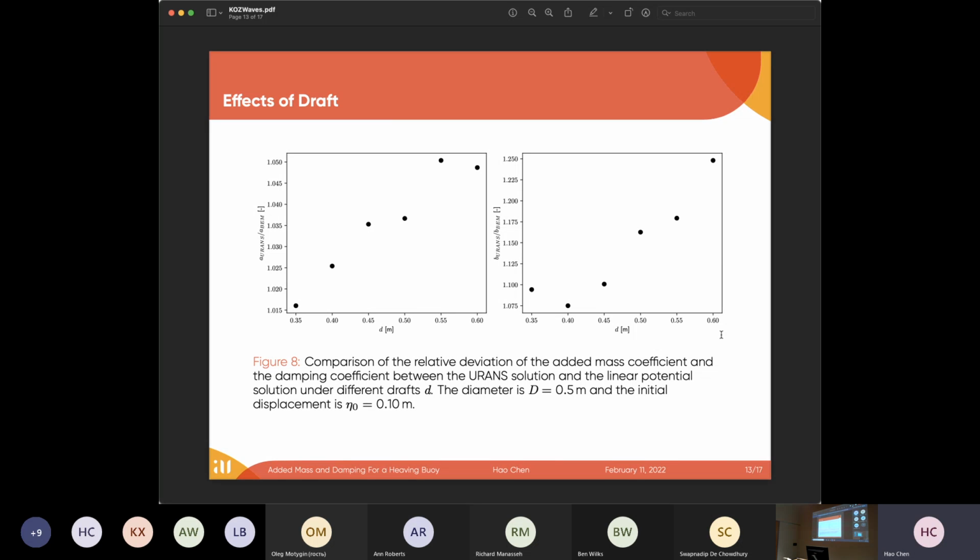And then we further look at the draft. So again, if we further increase the draft, the added mass and also the viscous damping coefficient increase, but not as significantly as in the diameter effects. So here, for instance, the viscous damping increases from 7% to about 25%. So this is just a simple parametric study to show how these geometric parameters affect the viscous added mass and damping.